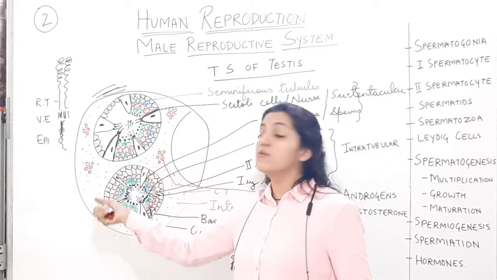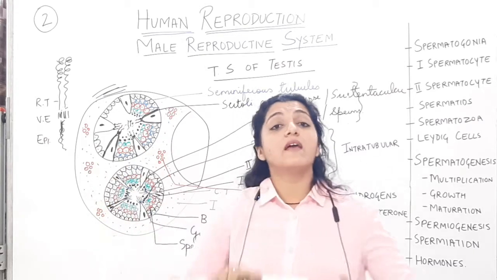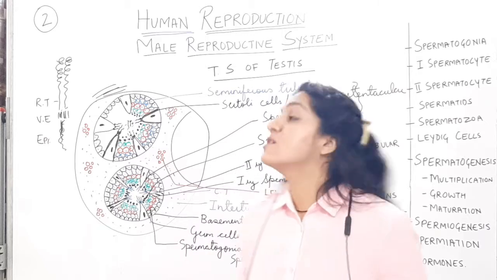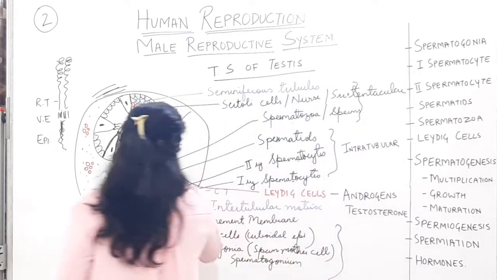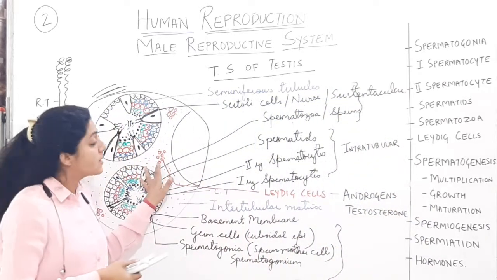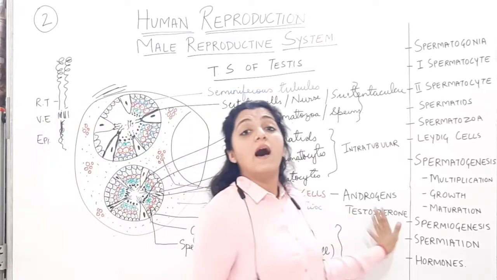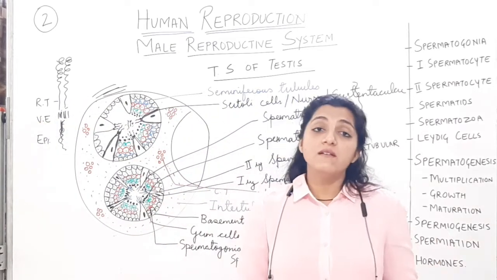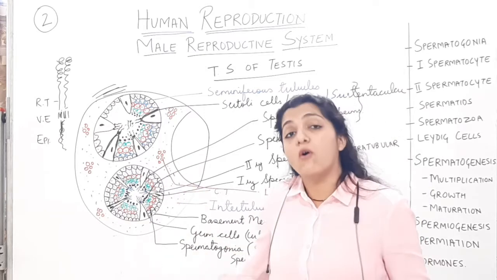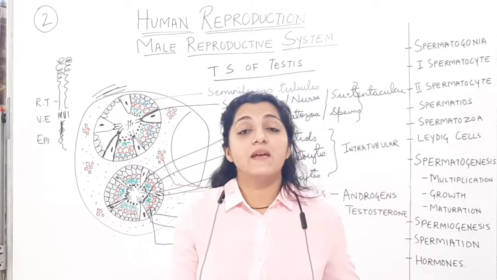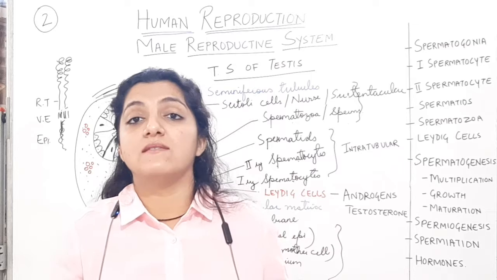This happens inside the tubule, and this happens outside the tubule in the intertubular matrix. So these cells which are present in clusters in the intertubular matrix, these are called the Leydig cells. They produce the male sex hormone testosterone. We will see under the influence of which hormones spermatogenesis happens and production of male sex hormones happens, that is steroidogenesis.